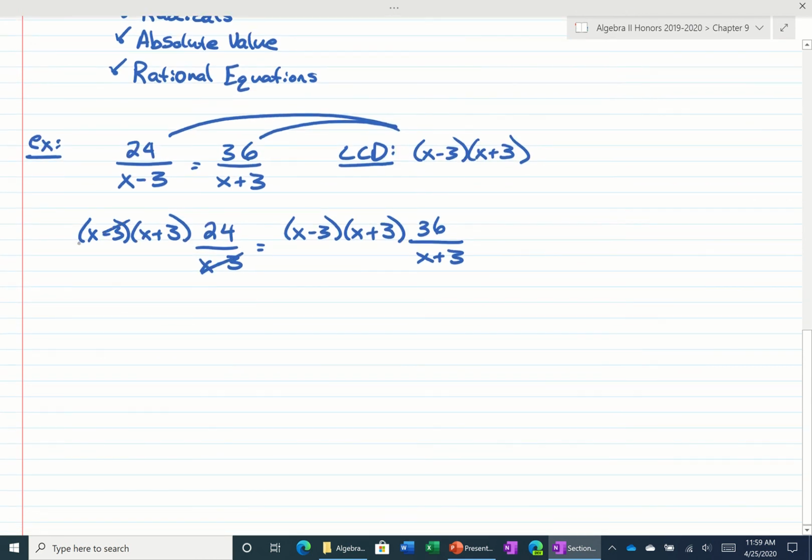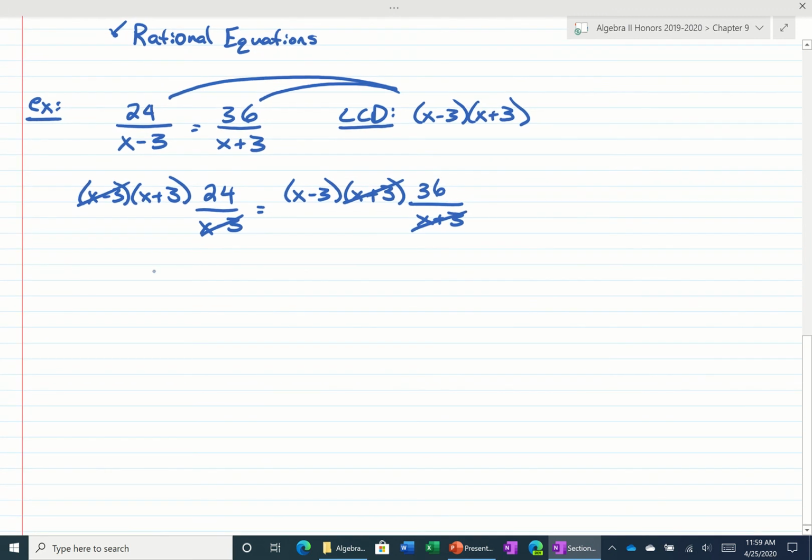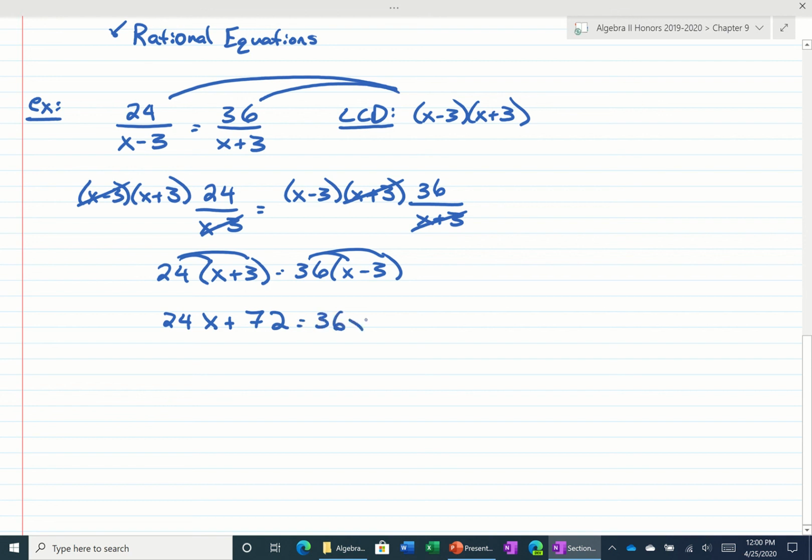The x minus 3's cancel, the x plus 3's cancel. Anytime you multiply and divide by the same thing, they do cancel. So 24 times x plus 3 would equal 36 times x minus 3. We could distribute, and this would give us 24x plus 72 is equal to 36x minus 108.